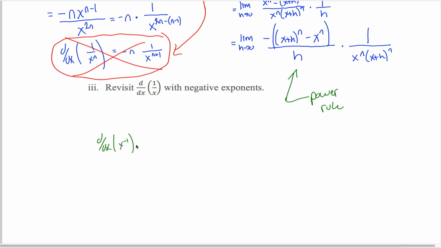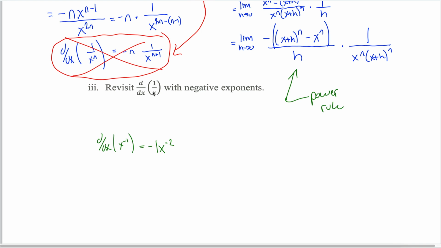I can use my power rule on this. My power rule says anytime I'm taking the derivative of x raised to a power, I take that power and bring it down in front, and then I raise x to 1 less than that old power. So negative 1 minus 1, in other words, negative 2. The derivative of 1 over x is negative 1 times x to the negative 2 power.